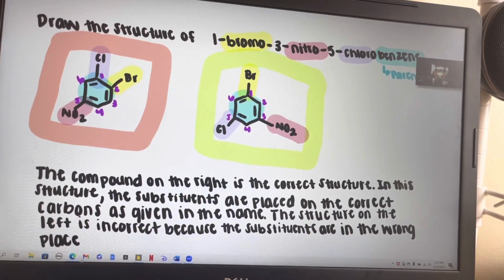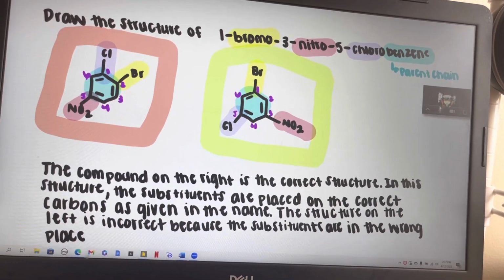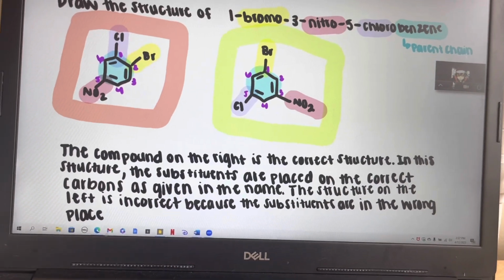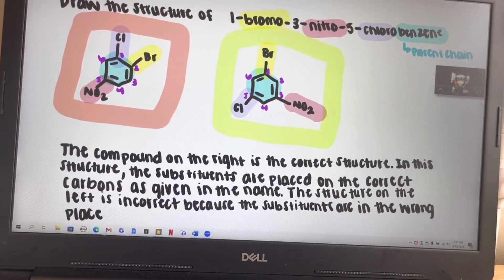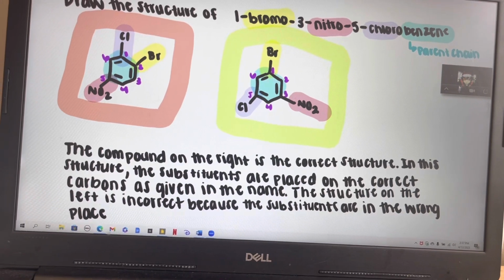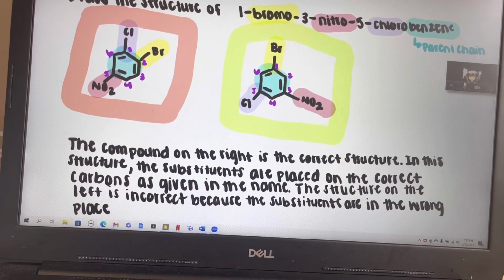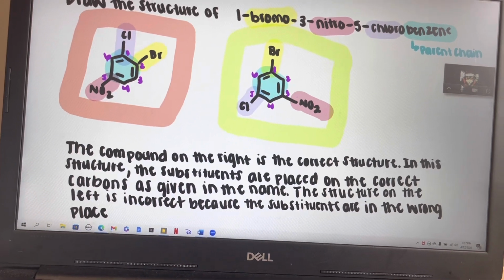So draw the structure of 1-bromo-3-nitro-5-chlorobenzene, and the benzene is the parent chain. The compound on the right is the correct structure. In the structure, the substituents are placed on the correct carbons as given in the name. The structure on the left is incorrect because the substituents are in the wrong place.